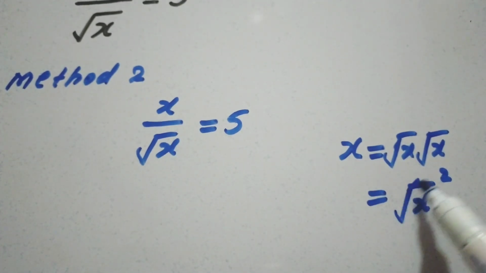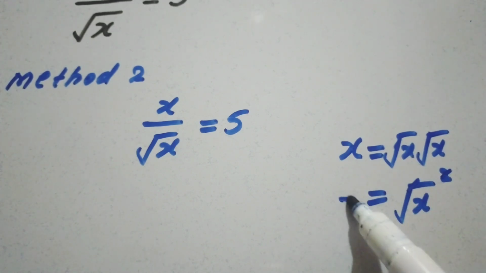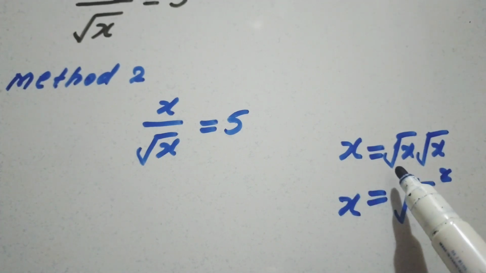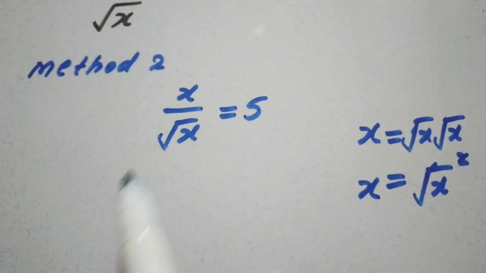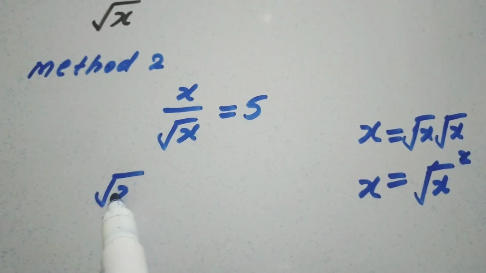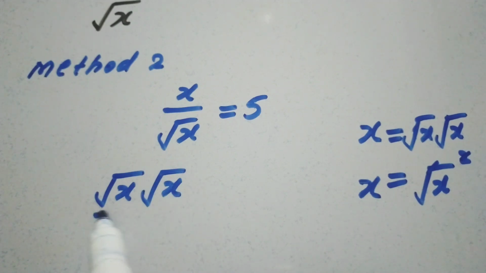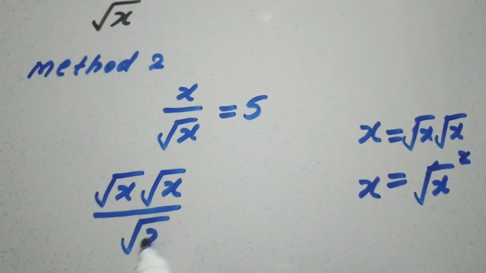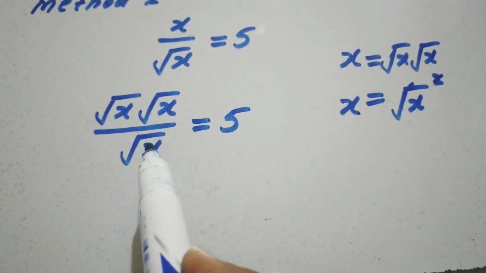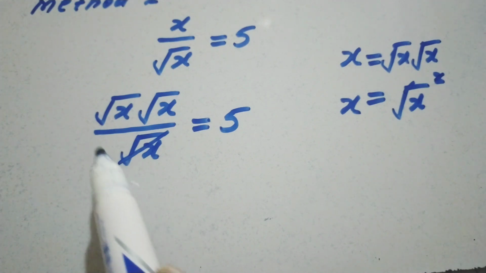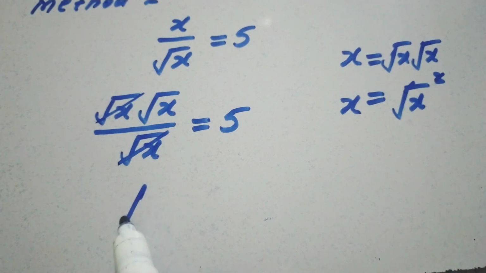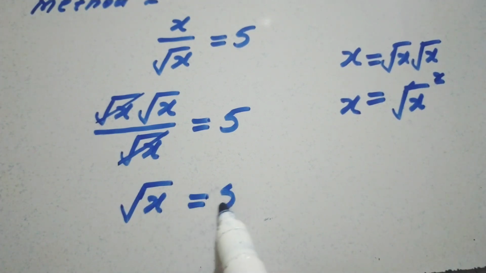And this square root and square cancel out each other, and here left hand side x is equal to right hand side x. So we can write x is equal to square root of x into square root of x. So in the place of x, which is numerator, we can write this as square root of x into square root of x divided by square root of x is equal to 5. Now this square root of x from denominator and this square root of x from numerator cancel out each other. Here square root of x is equal to 5.